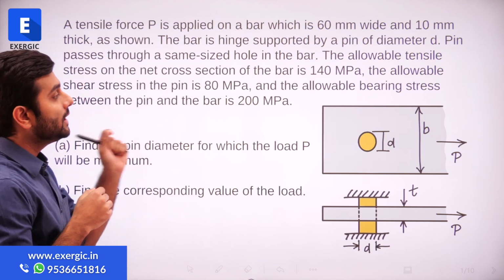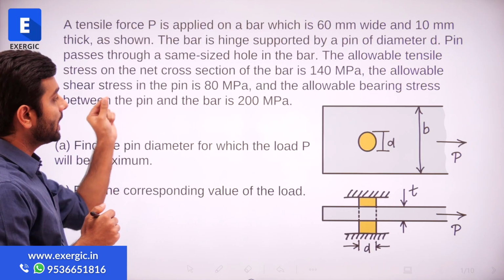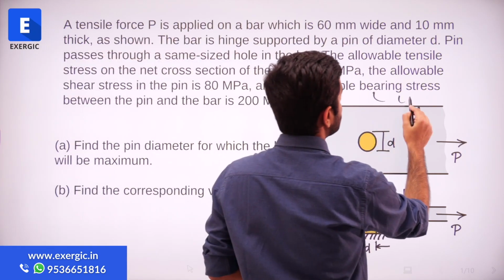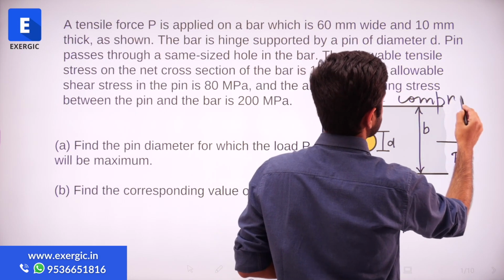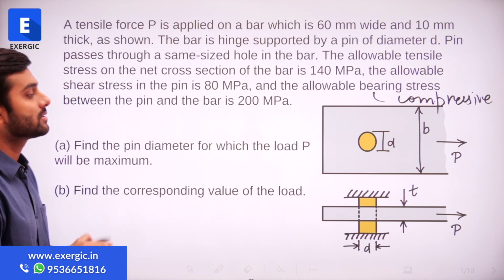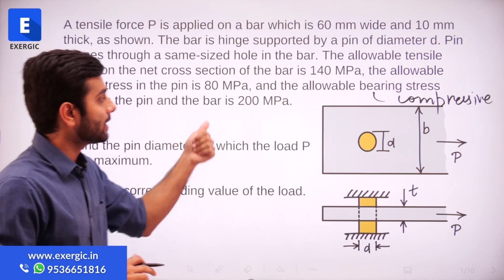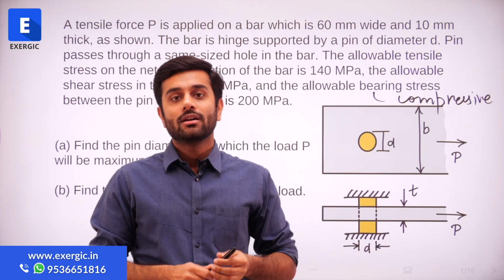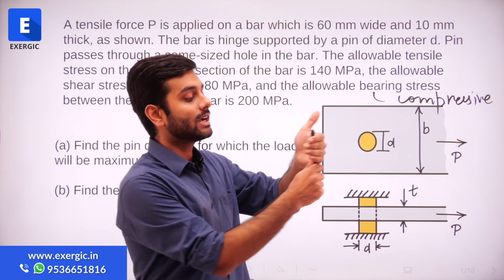And the allowable bearing stress between the pin and the bar is 200 megapascal. As we have covered, bearing stress is the same as compressive stress for this discussion. So the allowable compressive stress between the pin and the bar is 200 megapascal. The bar is trying to move in one direction, but since the pin is in contact with the bar, right?